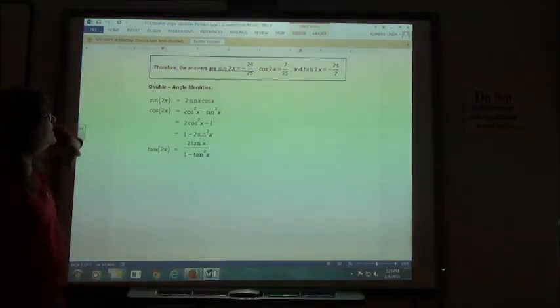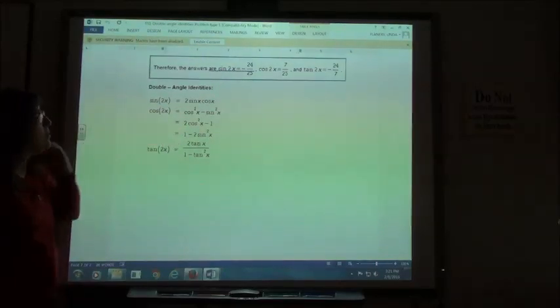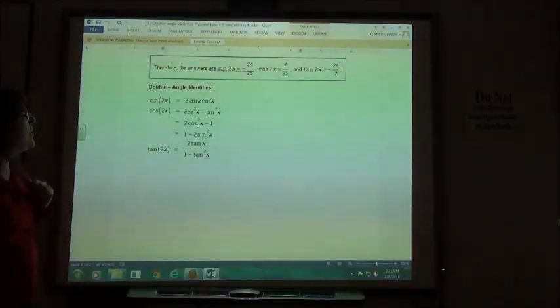Normally, again, we'll just use the sine and the cosine ones, but for the cosine, you've got 3 different choices of what you might want to substitute in. So you'll want to keep that in mind.